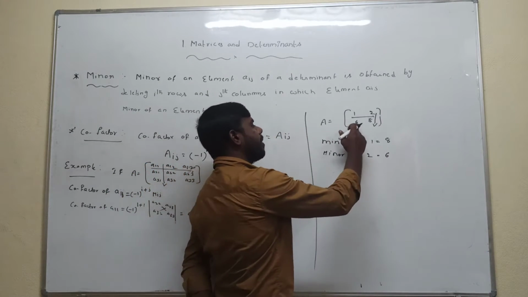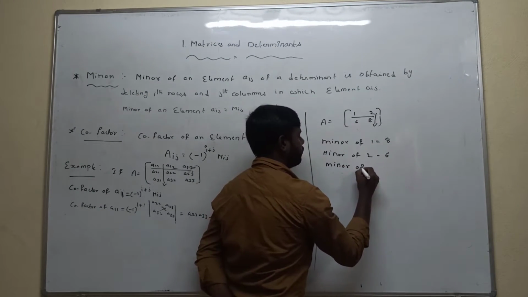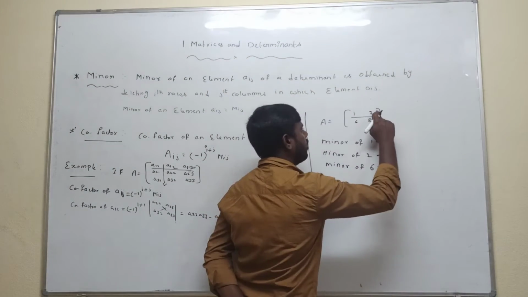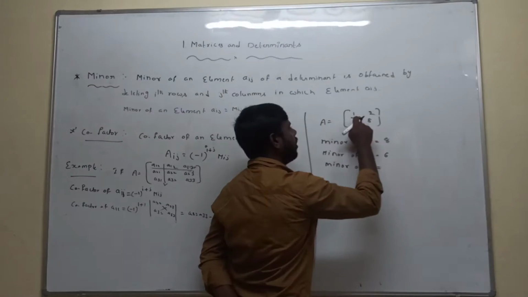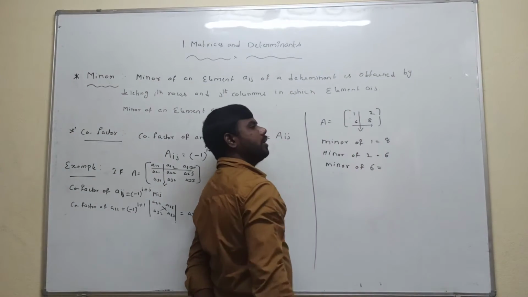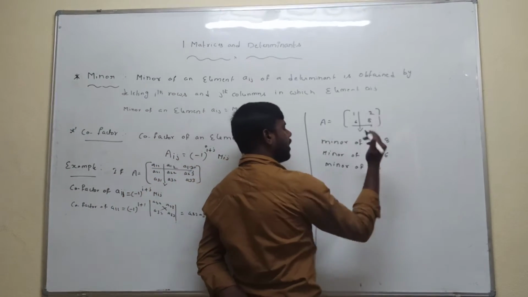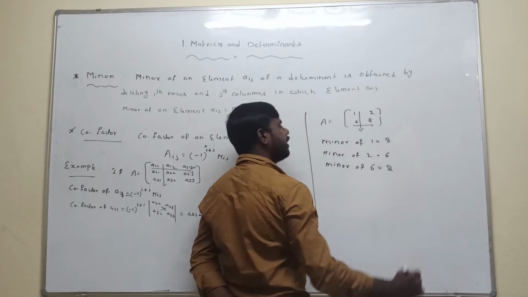Next we need to calculate minor of 6. 6 is present in the second row and first column; deleting them, the remaining element is called the minor. So what is the remaining element here? 2 is the remaining element.